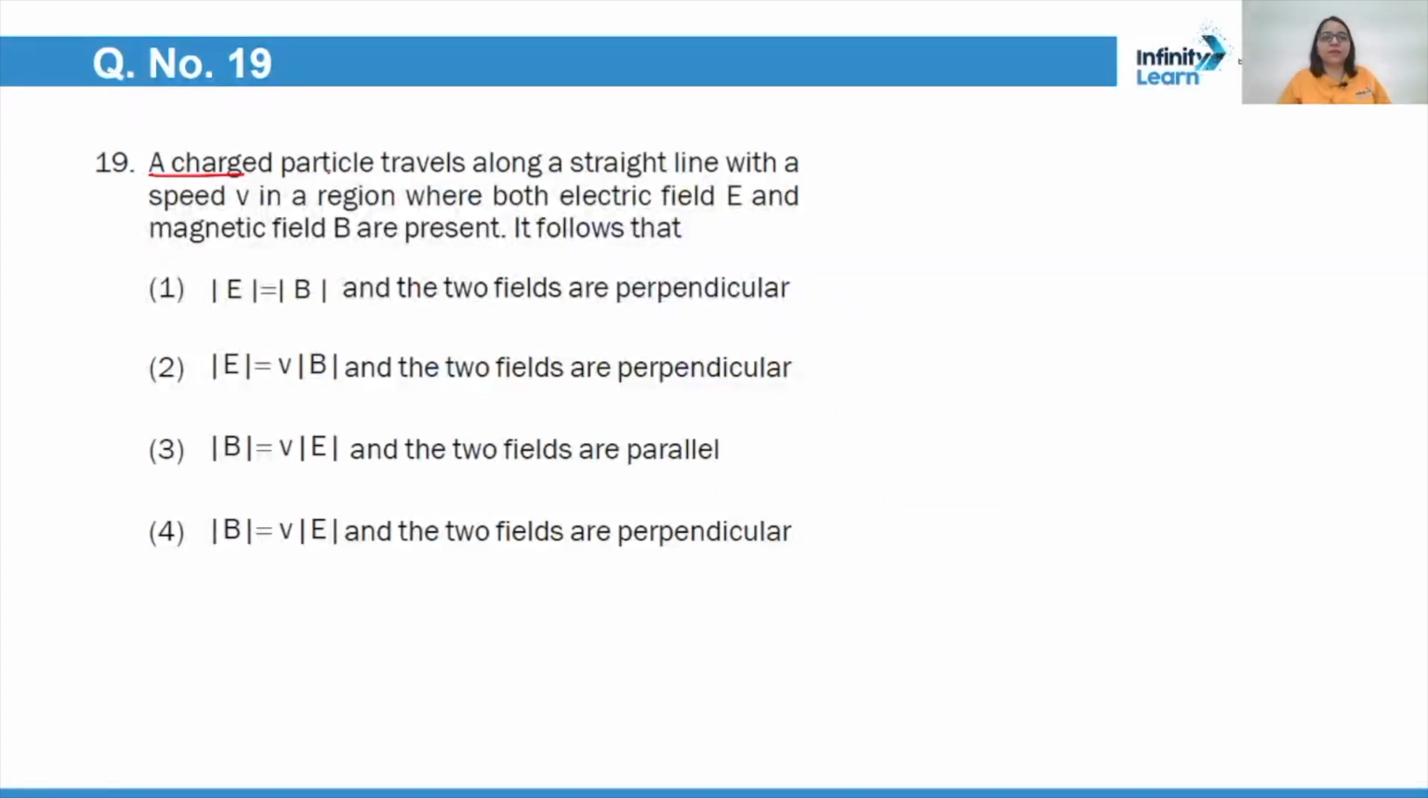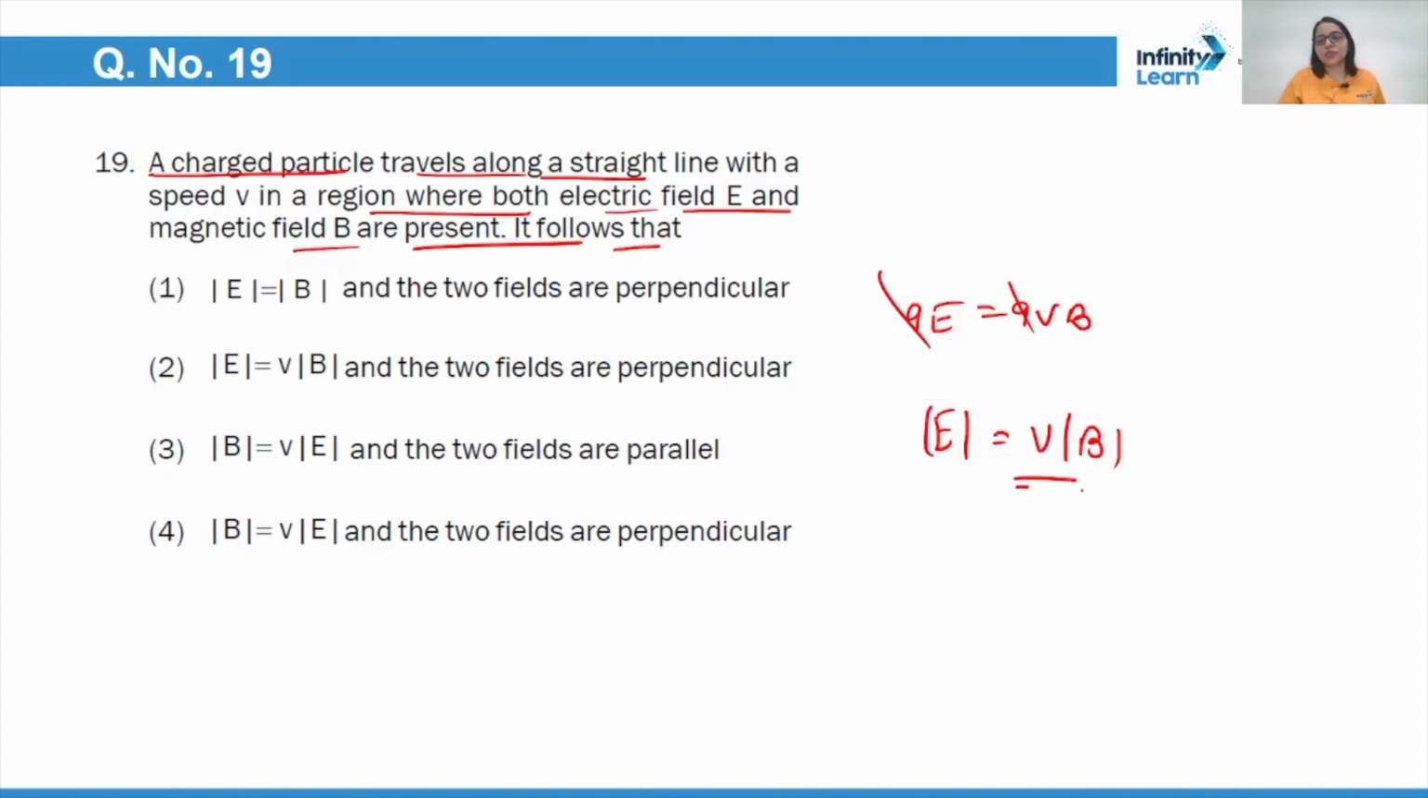Question number 19. A charged particle travels along a straight line with the speed v in a region where both electric and magnetic fields are present. If it is traveling in a straight line, that means QE should be equal to QVB and both of these fields should be perpendicular. So magnitude of E should be equal to V times magnitude of B. So the correct answer is option 2.